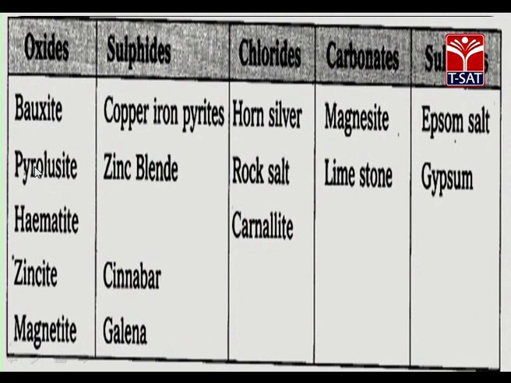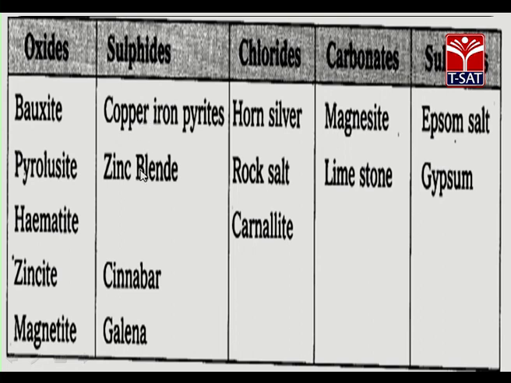Oxide ores are pyrolusite, hematite, zincite, magnetite. Now, sulfide ores, copper iron pyrite. Pyrite, as I told you, sulfur is impurity. So, copper iron pyrite is an ore of copper combined with sulfur. So, it comes under sulfide ores.